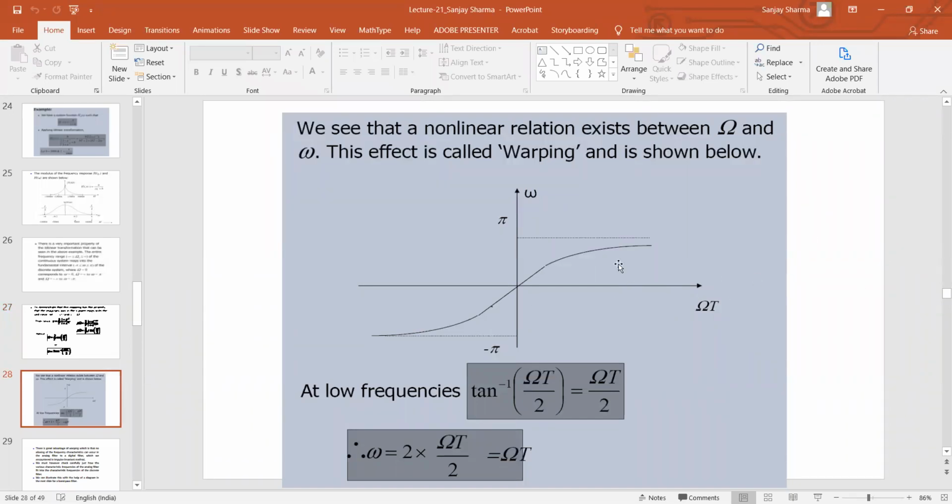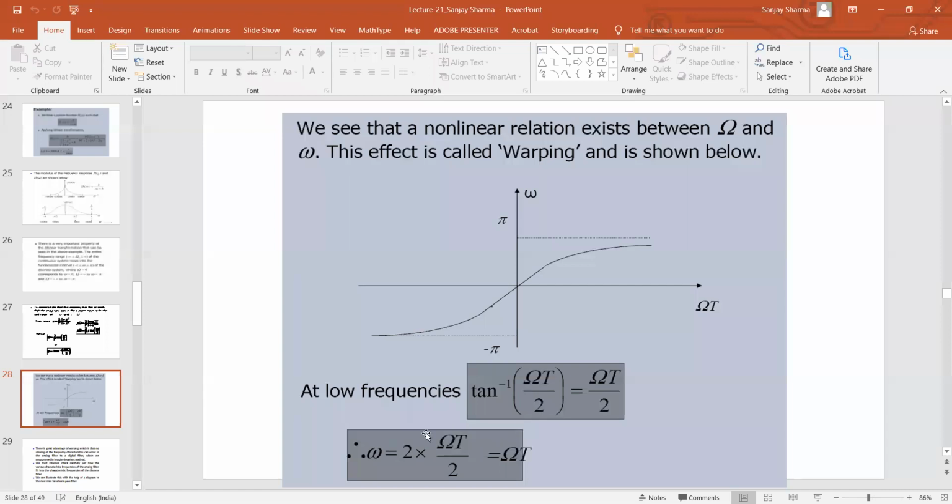I am plotting small omega on the y-axis and capital omega T on the x-axis. Now if you see here, for the lower frequencies, the relationship between small omega and capital omega is linear. At low frequencies, when the values of capital omega T are low, we can approximate tan inverse to be capital omega T by 2. So that means the relationship between small omega and capital omega is linear for low frequencies.